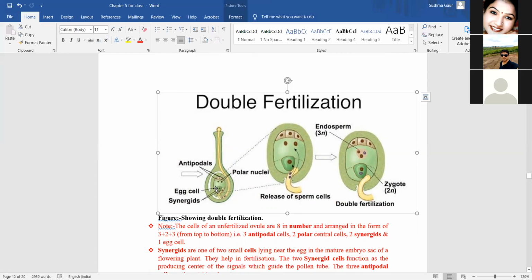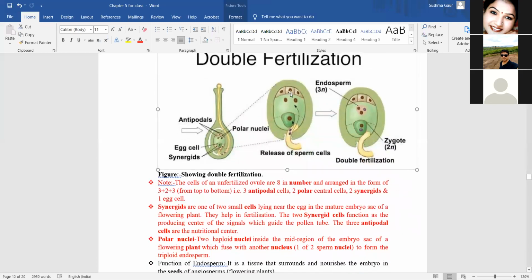So the two synergid cells present at the bottom of the egg cell, or bottom of the ovary, are responsible for formation of this pollen tube structure. ठीक है? Now, three antipodal cells present at the top of the ovule. What are their functions? They are responsible for providing nutrition to this ovule. ठीक है?